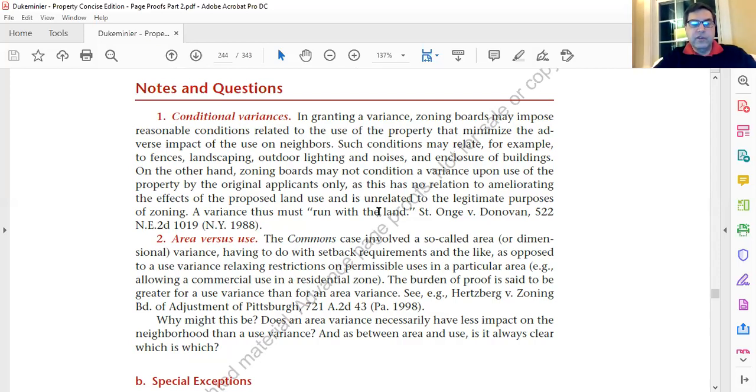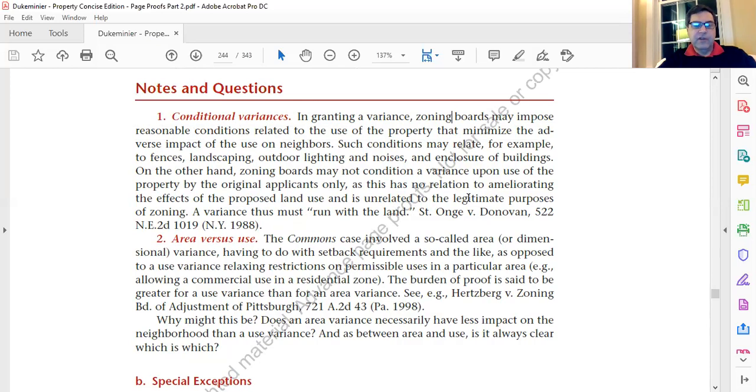Now, notice this here, that a variance must run with the land. You can't grant a variance to one landowner and say that it doesn't apply to their successors. So variances attach to the property and benefit later owners of that property.